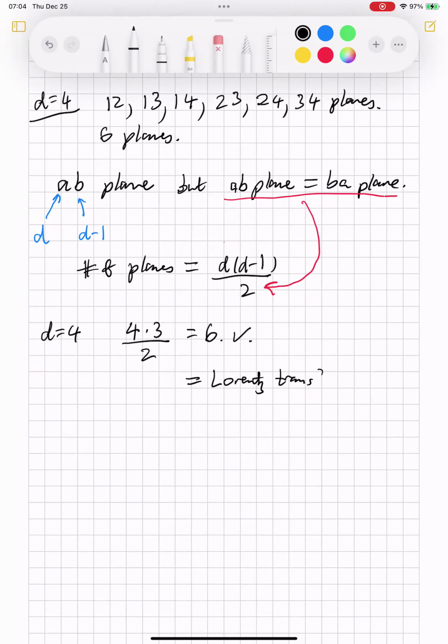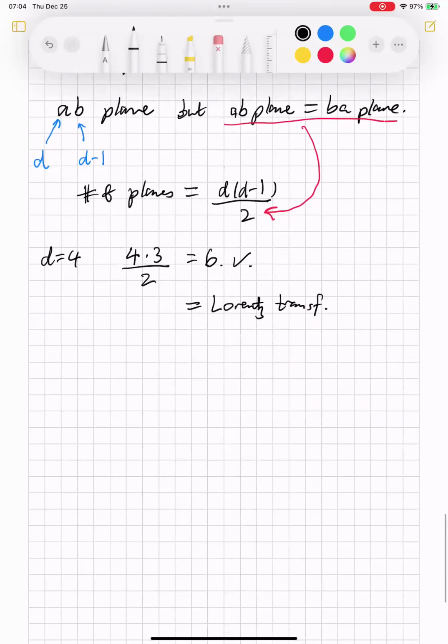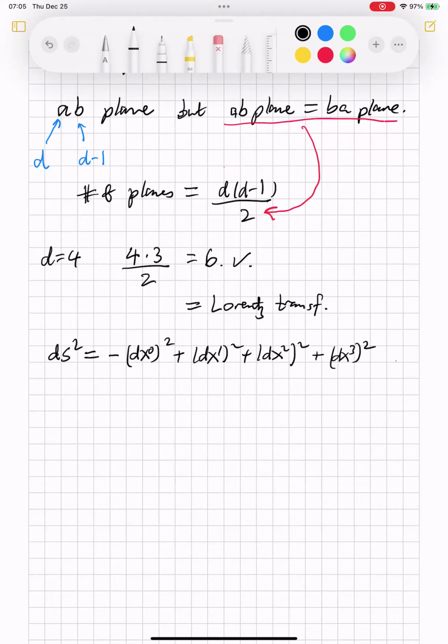But when you're thinking about Lorentz transformations, you're not thinking about space like Euclidean space, rather you're thinking about space-time. So you're thinking about 4-dimensional Minkowski space. In that case, you've got ds squared is equal to minus dx0 squared plus dx1 squared plus dx2 squared plus dx3 squared. And you can pick the opposite sign convention if you like. That's what I picked for Minkowski space.